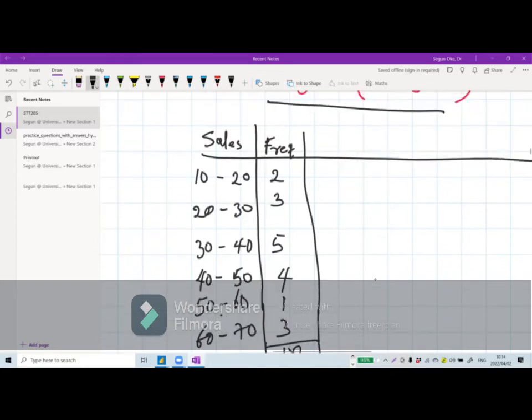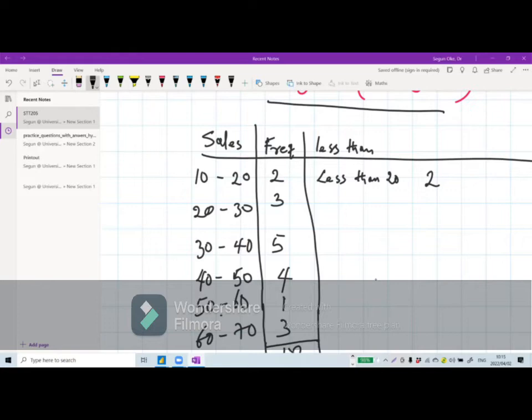So at this point, there are many ways of solving it. The first thing you need to know is the less than type. We call it less than. Which one is less than 20? We have to write it down. Less than 20. What is the cumulative frequency for the one less than 20? So less than 20, the frequency starts from what? From 2.